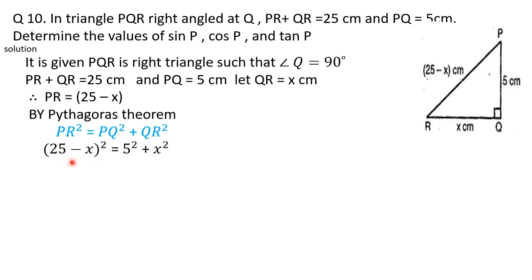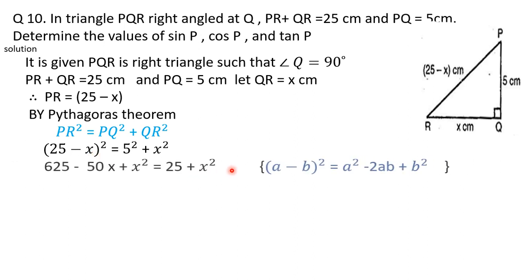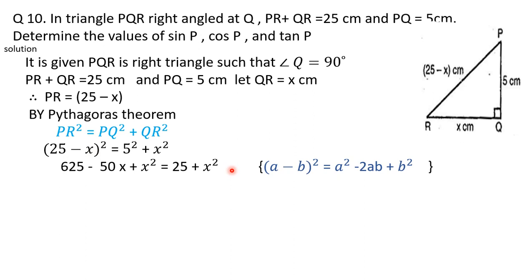Now this 25 minus x whole square, we can take it as a minus b whole square. Then the identity a minus b whole square is a square minus 2ab plus b square. So opening this, we get 25 square, that is 625, minus 2ab, that is 2 into 25 into x, that is 50x, plus x square. And on the right hand side, 5 square is 25 plus x square. Now on both the sides we observe that x square is common, so x square and x square will cancel out. So the next step is 625 minus 50x is equal to 25.